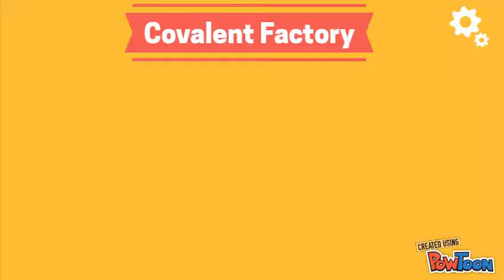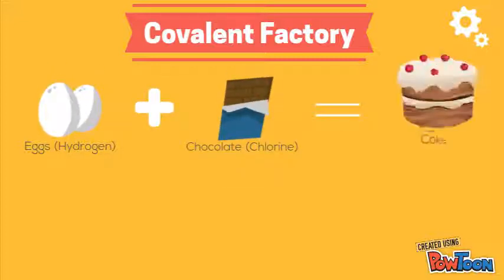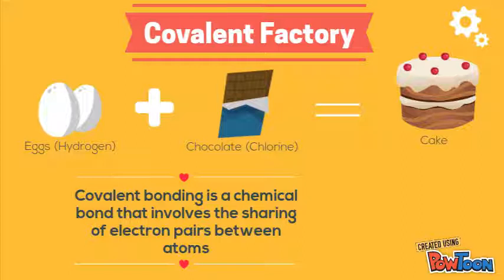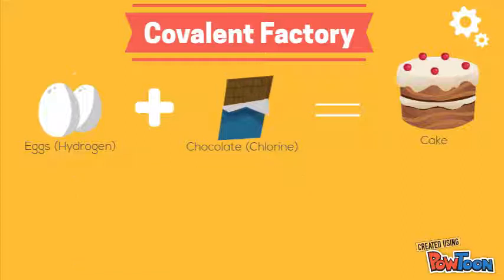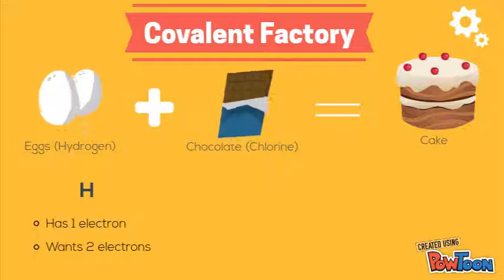Next, we will talk about the covalent factory, which converts eggs, which have a similar structure to hydrogen, and chocolate, which again represents chlorine, to make the perfect cake. This is achieved through covalent bonding, which is a chemical bond that involves the sharing of electron pairs between atoms. We know that hydrogen has 1 electron but wants 2 electrons, which you can analyze from the periodic table. I will explain this to you a little later in the video.